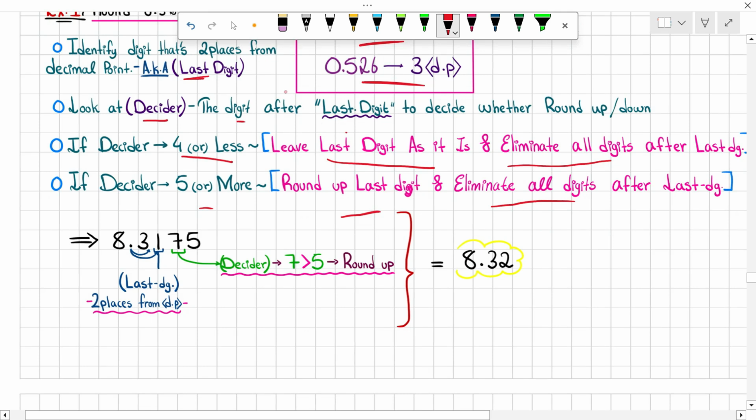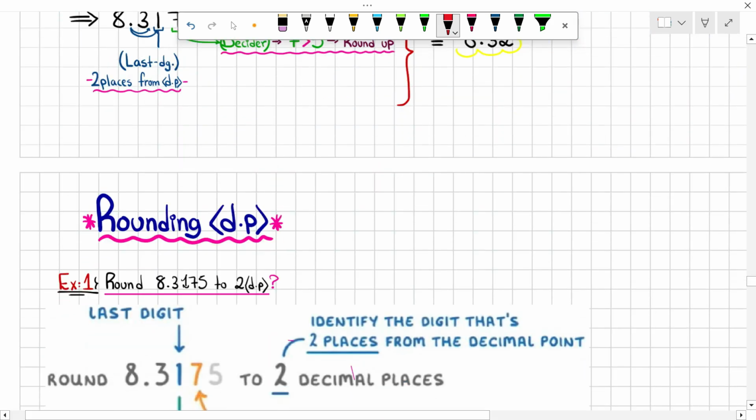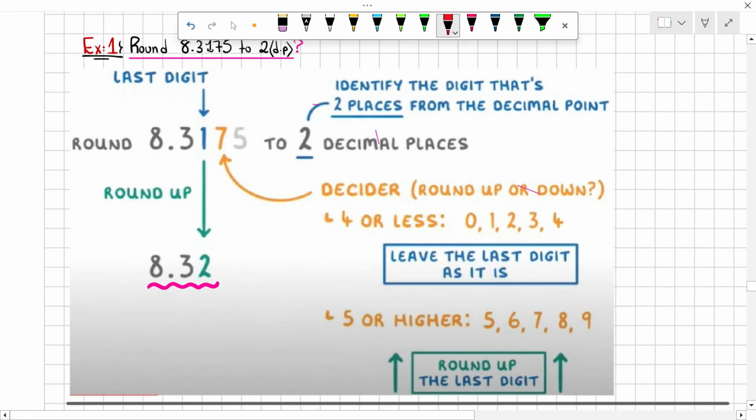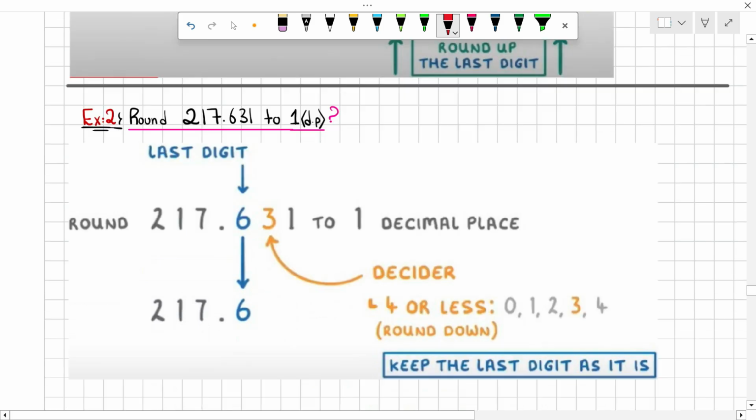In this case, our last digit is 1, which is 2 places away from the decimal point. The decider is 7, which is greater than 5, so you round it up and eliminate all digits afterwards, so it's going to be 8.32. This is the same example repeated here.